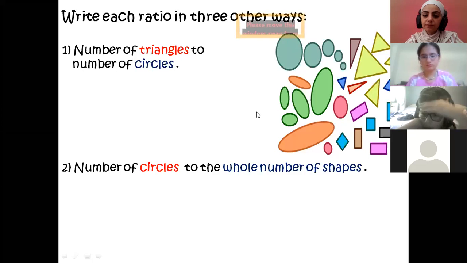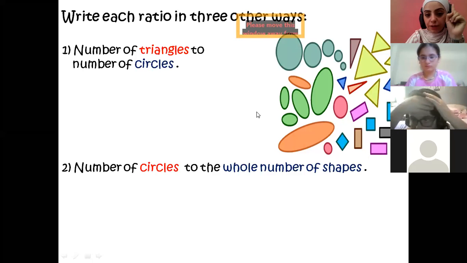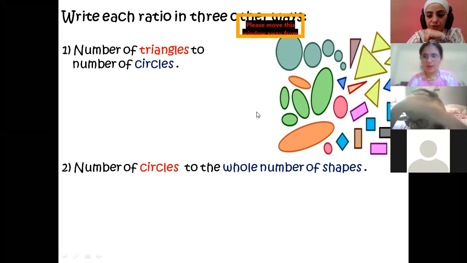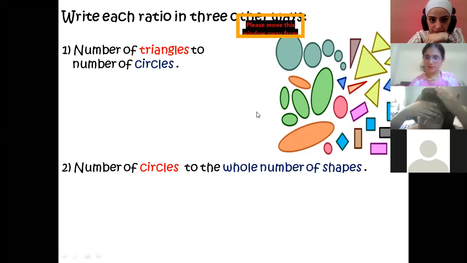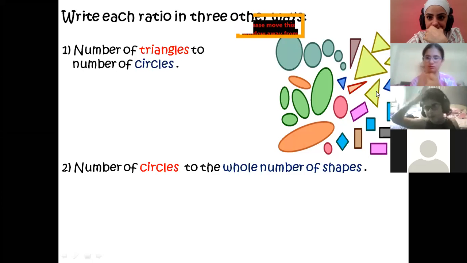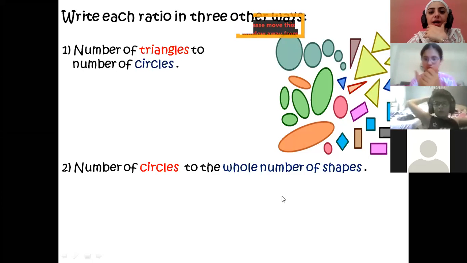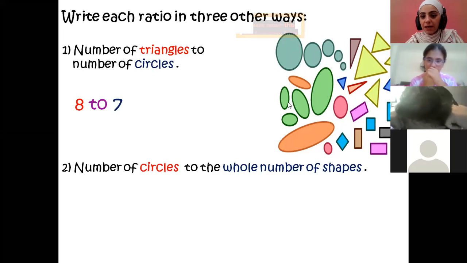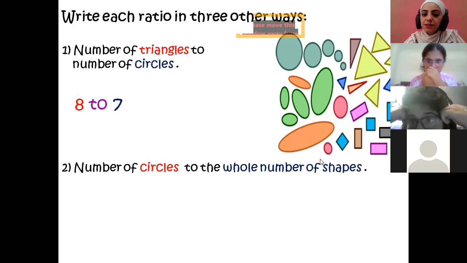12 circles. We started with triangles, Sama. Be careful. So you tell me the number of triangles first. 8 triangles to 7 circles. If you count the circles, be careful. Those green and orange are not circles. These are ovals. So we have 1, 2, 3, 4, 5, 6, 7 circles.